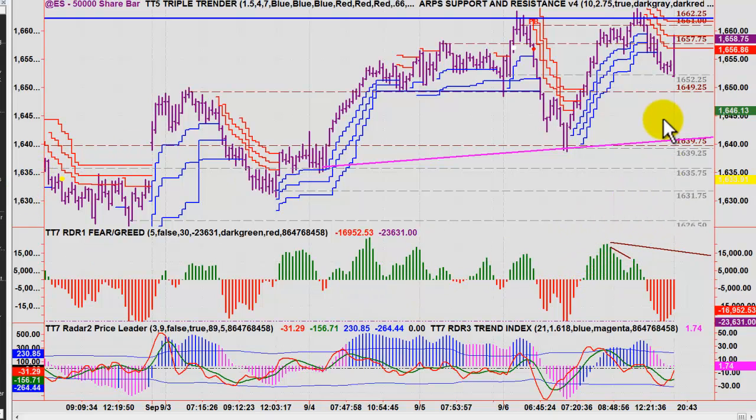So what I would expect to see is a move to the upside, a potential divergence in radar 1 somewhere around here, where perhaps the price tests the highs at 1662, but we get lower radar 1 readings somewhere in here. Then maybe we'll see this move continue down. Otherwise, if it breaks through, you can follow this move to the upside.